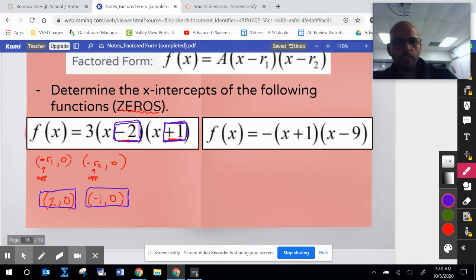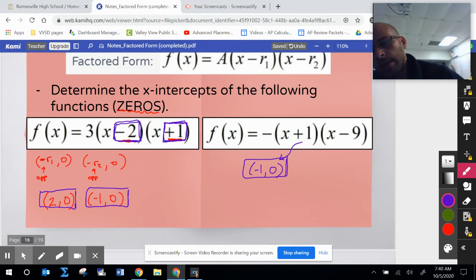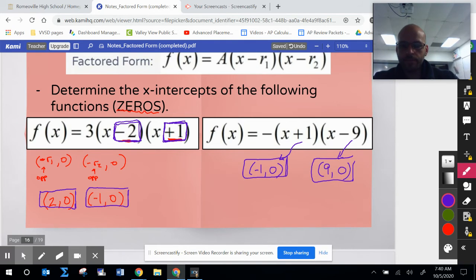Okay? Now, for the next one, if I do the same thing, I'm going to say, well, this piece is going to give me a negative 1, comma 0 as an x-intercept. And this piece would give me a positive 9, comma 0 for my other x-intercept. Okay?